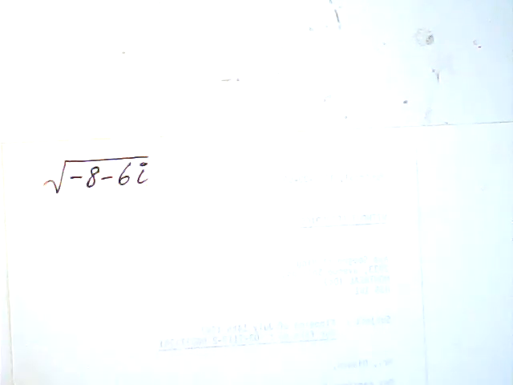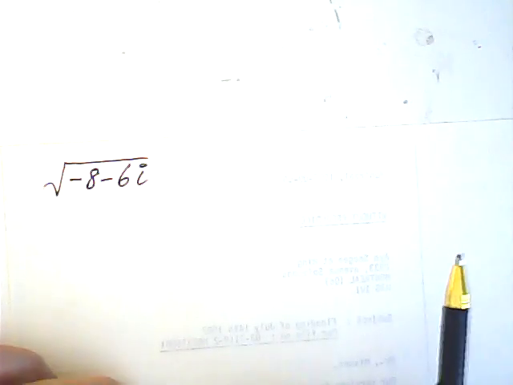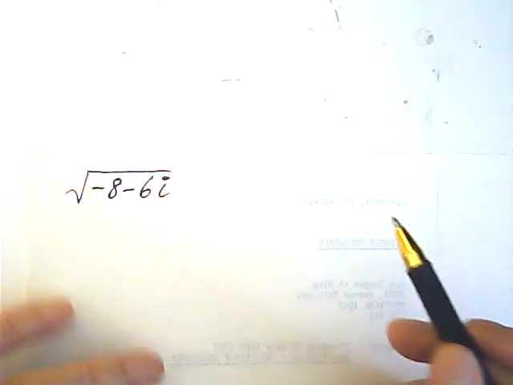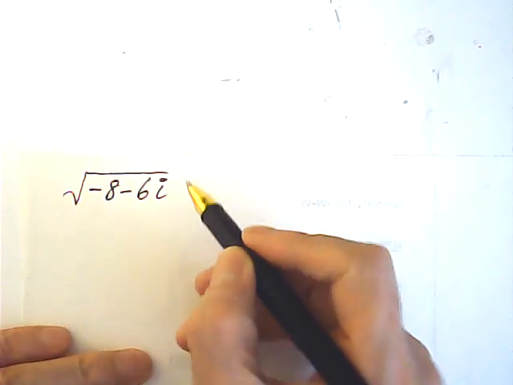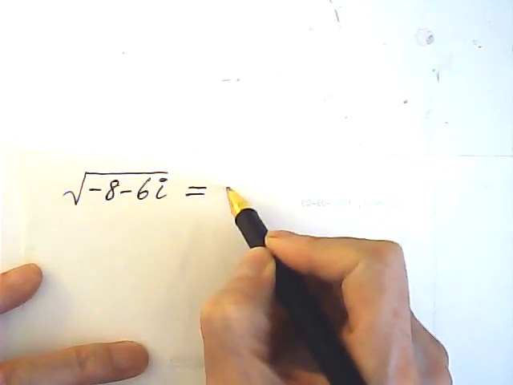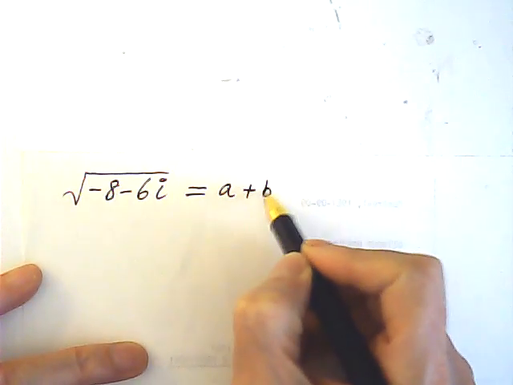Well, I saw this question on YouTube. I have two different methods, so I want to share them with you. Now, the first method is rather easy. I'll let this one be a plus bi.